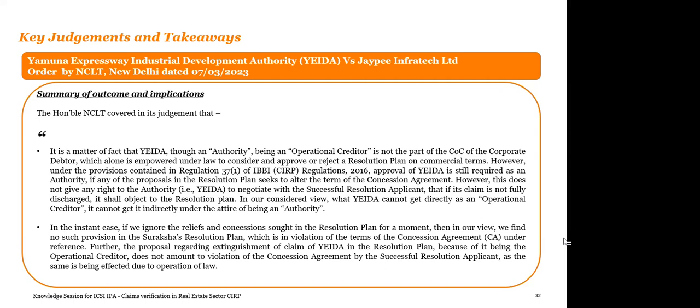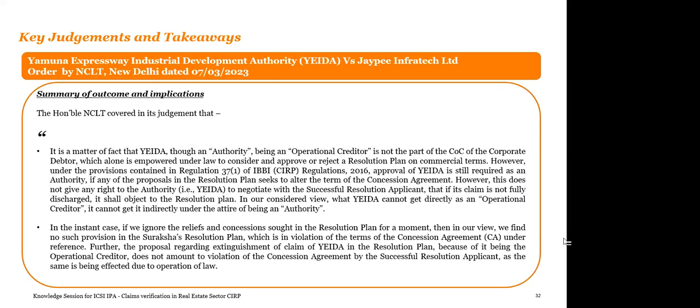I'm just quoting. It is a matter of fact that EIDA, though an authority, being an operational creditor, is not a part of the COC of the corporate debtor, which alone is empowered under law to consider and approve or reject a resolution plan on commercial terms. However, under the provisions contained in Regulation 37, Regulation 1 of IBBI regulations, approval of EIDA, Yamuna Expressway is still required as an authority if any of the proposals in the resolution plan seeks to alter the terms of the concession agreement.